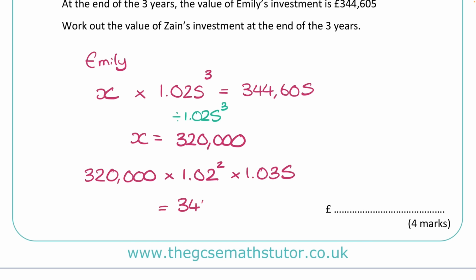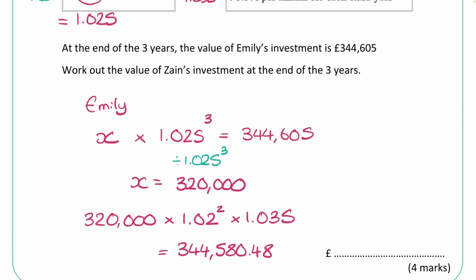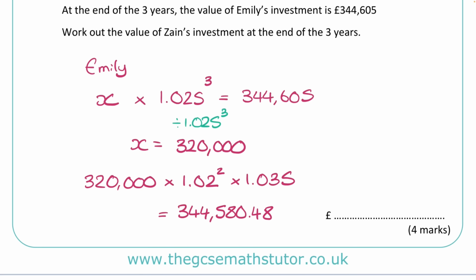£344,580.48. Now that has actually also come to the nearest penny, so we didn't have to round that, but our final answer, or the final value of Zane's investment, is £344,580.48. So there we go, that was using compound interest.